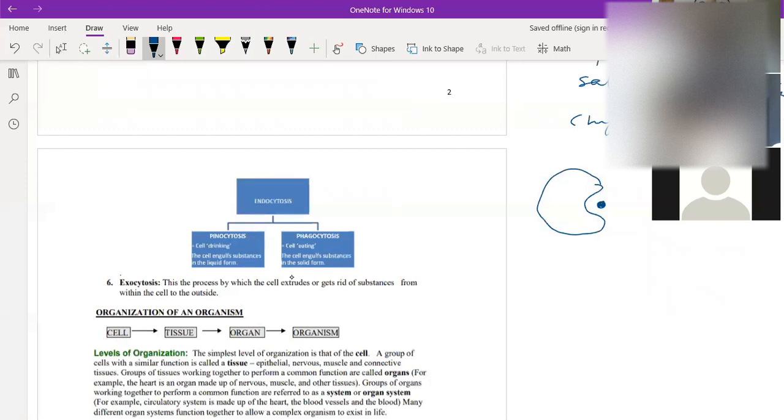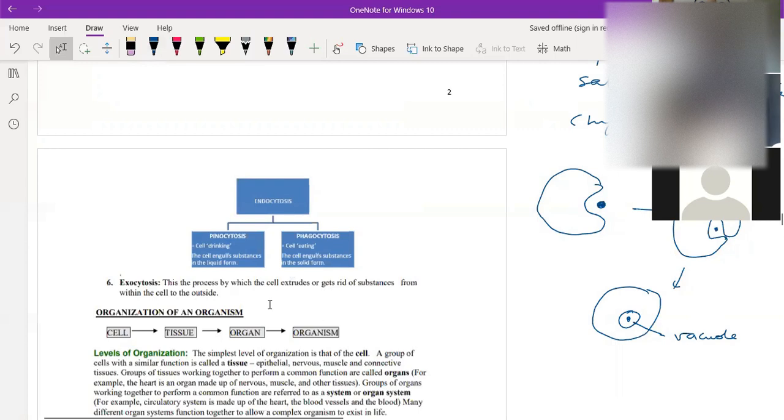If it's liquid, then it's pinocytosis. So it sees this, then the part of the membrane around it comes like this to capture it. So this will fuse together, and then you have this substance in the cell like that. This is what forms the vacuole. So if it's food, then it forms the food vacuole and so on. So that's endocytosis, taking in something. Solid, phago; liquid, pino. And exocytosis is when it pushes the substance out, like going backwards and pushing it out like this.